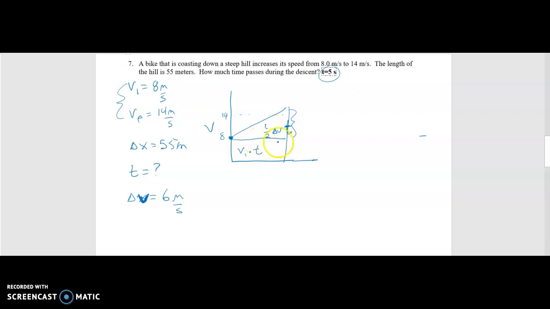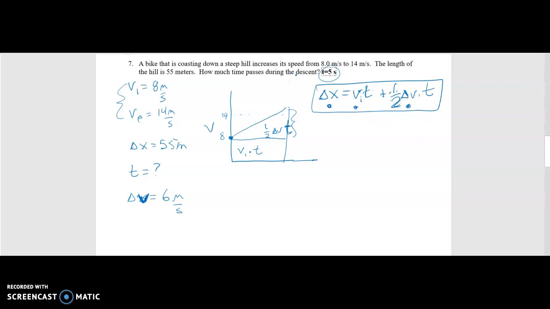So because we know the area under a VT graph equals displacement, our formula for the displacement would be all the stuff added together. V naught T plus 1/2 change in velocity times time. All right, so we got to ask ourselves, is this going to be useful to us? What do we know? Well, we know delta x, we know our displacement, we know v naught, we know delta v. That leaves us with only one variable. That's good. So we can use this guy.